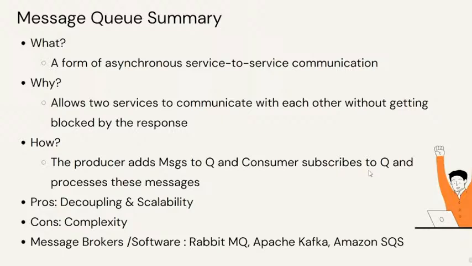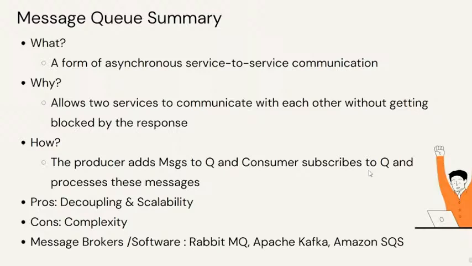Now, in order to implement these message queues, you will need message brokers, also known as message broker software. Some of the common examples are RabbitMQ, Apache Kafka, and Amazon SQS. If you are using a cloud-based solution, you can go with Amazon SQS. If you are using an on-prem solution, or a solution where you are not necessarily using Amazon SQS, you can choose between either RabbitMQ or Apache Kafka.